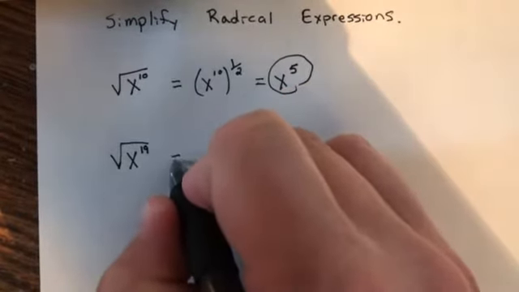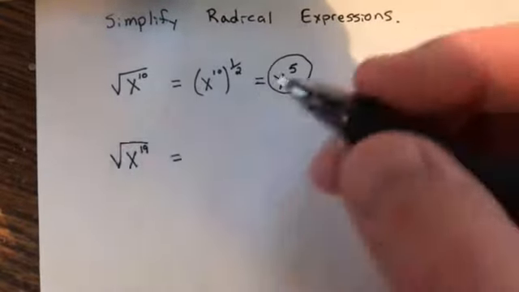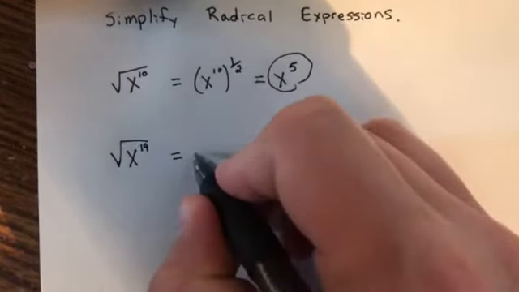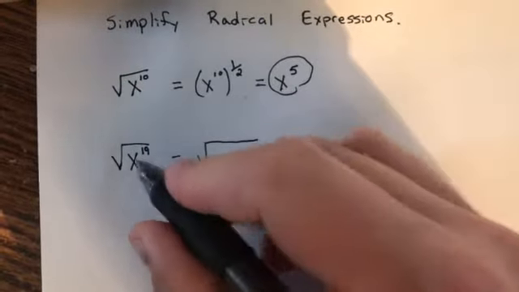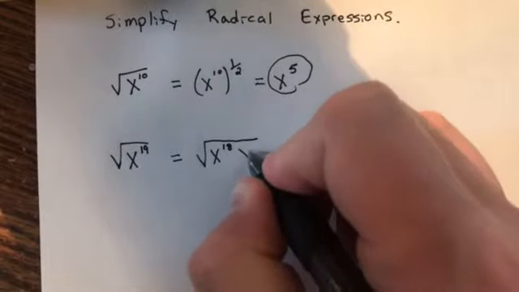So I'll show just a little bit of work and say 19. The closest even number to 19 is 18. So I rewrite x to the 19th as x to the 18th times x.